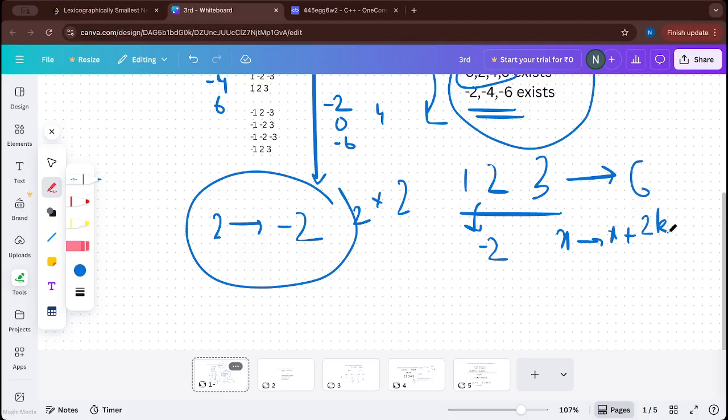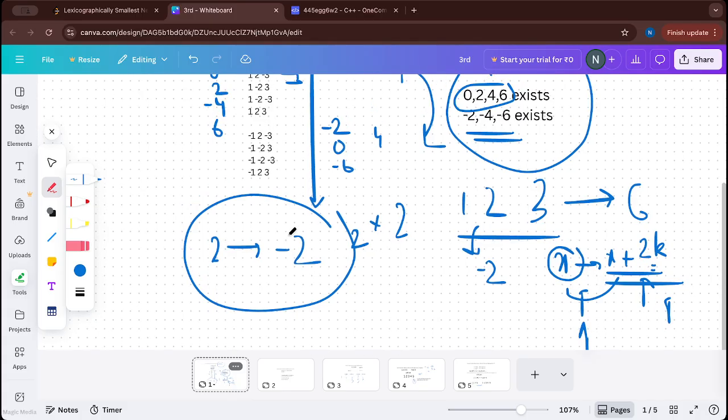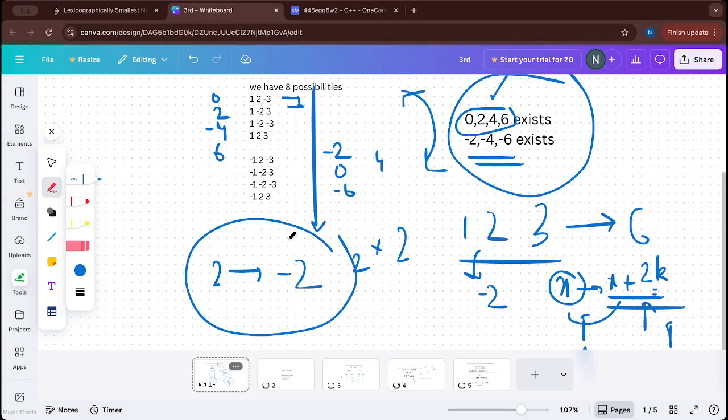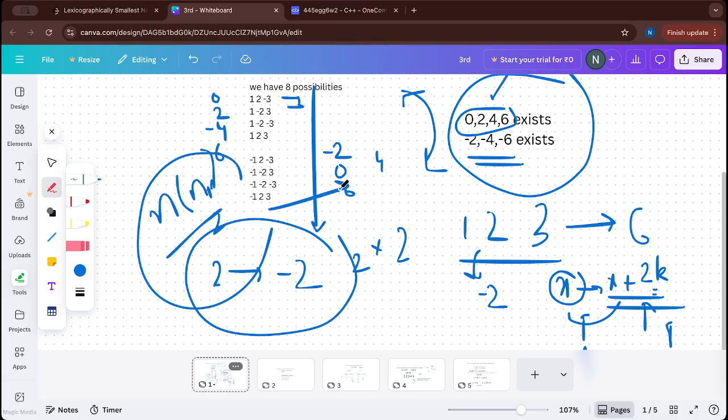maybe k is positive, maybe k is negative, but x will be converted only to x plus 2k. So both are of the same parity. If that is odd, then we can get only odd. If that is even, then we can get only even, right? So first thing is we got how to find whether there will be a sum or not. We can find the parity of n into n plus 1 by 2, and if the parity of this and the parity of the sum which we want is the same, then we can get an array, else we cannot.